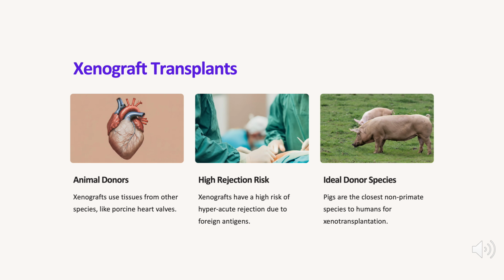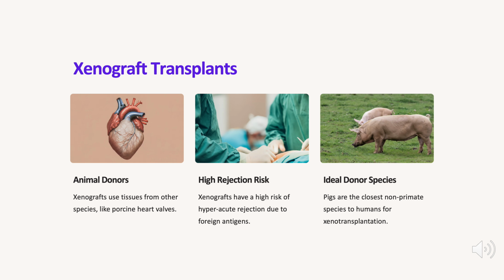Xenograft transplants involve several key aspects. 1. Animal donors. Xenografts utilize tissues or organs from animal donors, such as porcine heart valves, to replace damaged or dysfunctional human tissues. 2. High rejection rates. Xenografts pose a significant risk of hyperacute rejection due to the presence of foreign antigens in the animal tissue. The recipient's immune system often mounts a rapid and aggressive response against these foreign antigens, leading to graft failure.